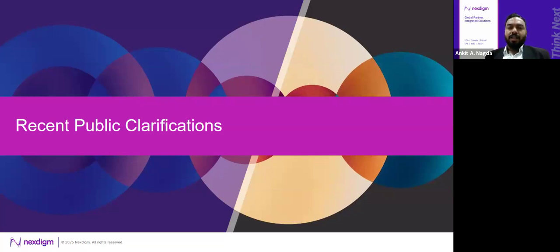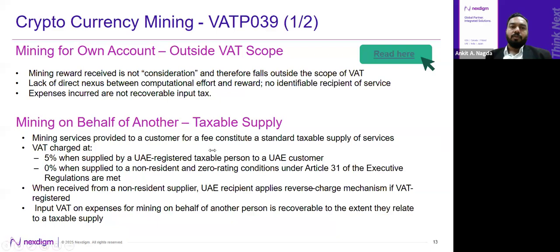Now, there are a couple of public clarifications which have been issued by the FTA for businesses in UAE. We have covered the ones which would directly impact the majority of businesses in UAE, starting with the one for cryptocurrency mining.